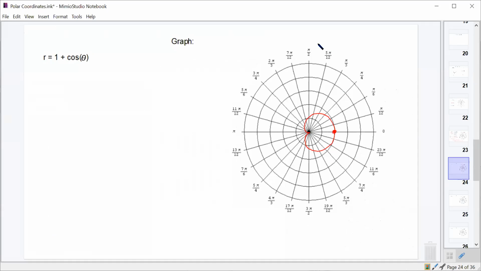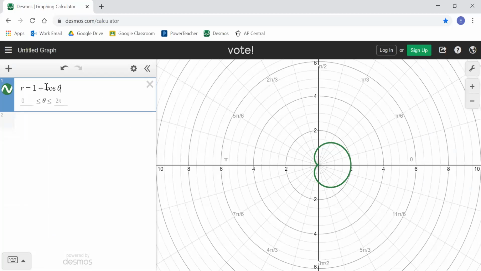Actually, before we move on to that, we're going to go back to Desmos. What do you think would happen if I turned this into sine instead of cosine? It would go up instead of to the right. That's right. It would have the larger portion of it in the quadrants where sine is positive.